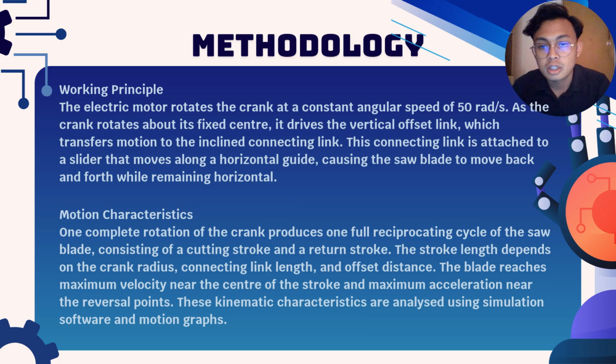Next is the motion characteristic. One complete rotation of the crank produces one full reciprocating cycle of the saw blade, consisting of a cutting stroke and a return stroke. The stroke length depends on the crank radius, connecting link length, and offset distance. The blade reaches maximum velocity near the center of the stroke and maximum acceleration near the reversal point. The kinematic characteristics are analyzed using simulation software and motion graphs.